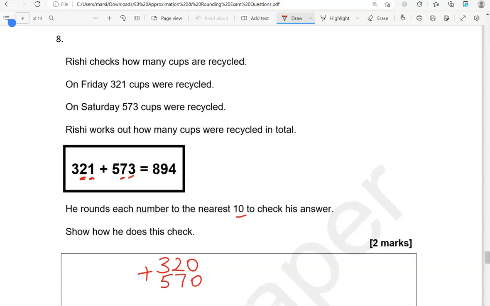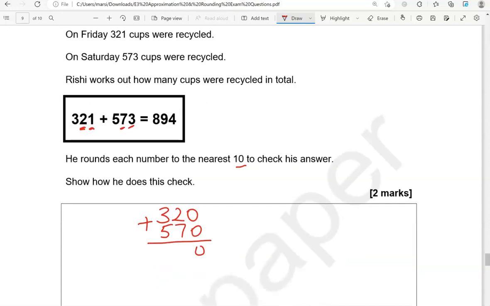Adding these two together, 890. You can also do it with a calculator or check it with a calculator. But 890, that is very close to 894, so that tells us that Rishi has done the calculations correctly.